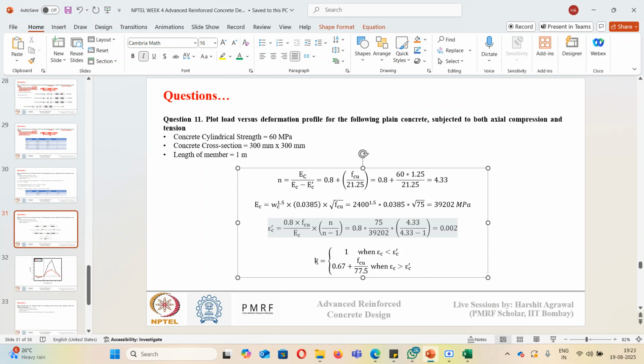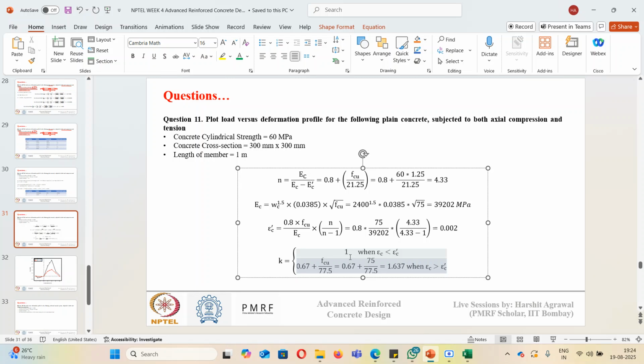Now the value of K will depend on where we want to calculate the stress. If the strain at which I am calculating stress is less than 0.002, then I will take the value of K as 1, else I will calculate the value of K from this equation. So I will just calculate it here so that we can use it later on. This will come out to be 0.67 plus 75 upon 77.5, so it will be 1.637. So if my strain is more than 0.002, I will take K as 1.637. If my strain is less than 0.002, I will take K as 1.